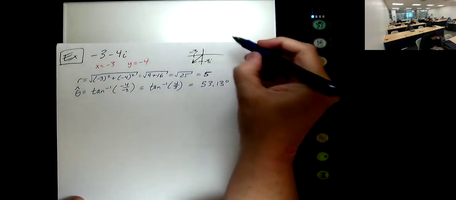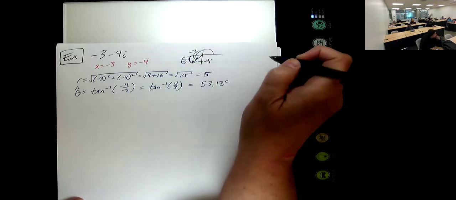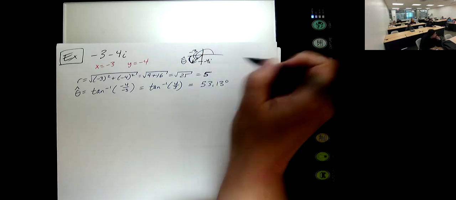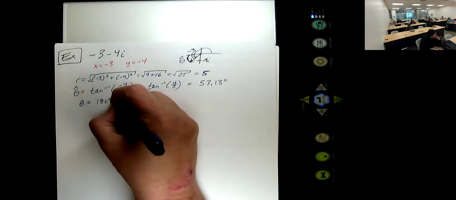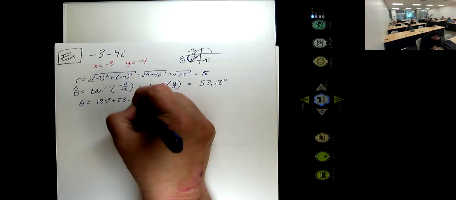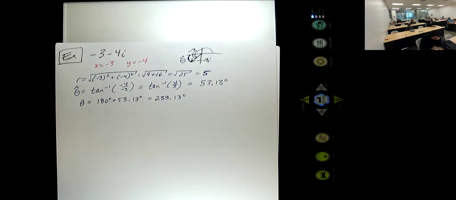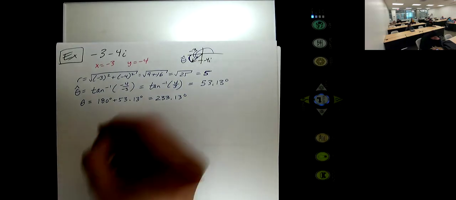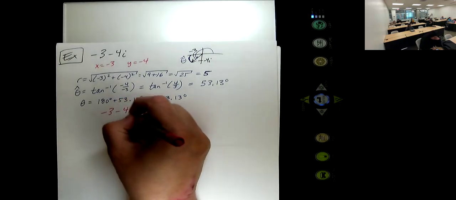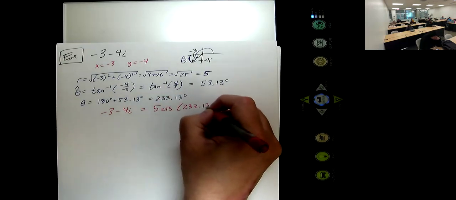Now, in terms of my picture, that's my theta hat, that's the 53.13 it's giving me. So what is theta actually? That plus 180, so 233. Yeah, we have to add that to the 180. We're getting 233.13. So -3 minus 4i is equal to 5 cis 233.13.